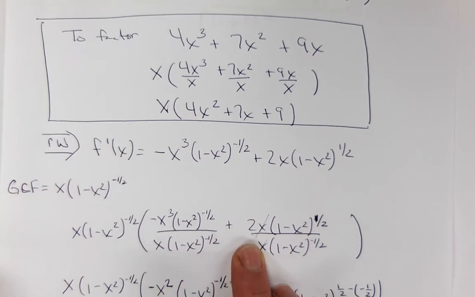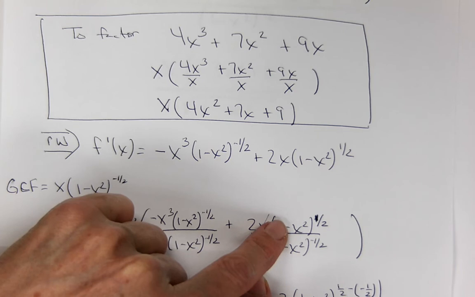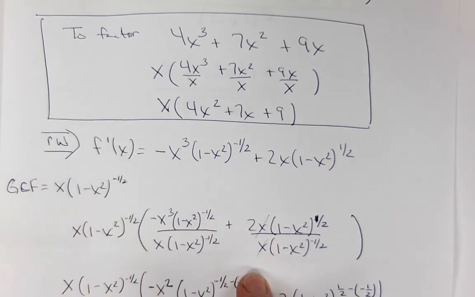And then if you're not sure what you get, take it out like you normally do, but on the inside, rewrite the original expression and divide by the greatest common factor. And that'll get you there.